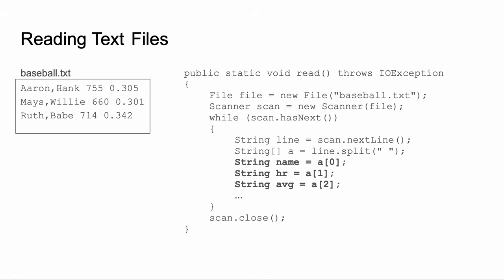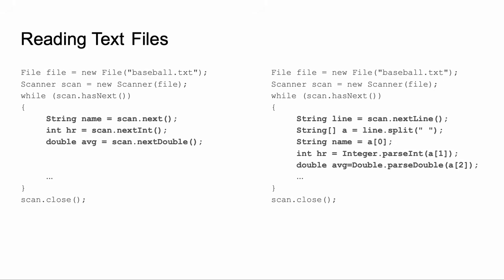The array returned by split stores each of the string chunks we want, but again, it does not make sense to store our numeric data as strings. Java's Integer.parseInt and Double.parseDouble methods let us convert strings into integers and doubles. And that is all you need to know about reading from text files.